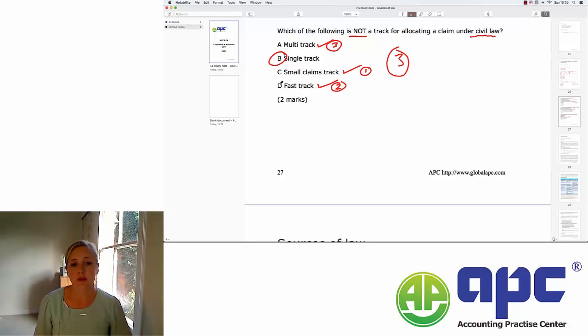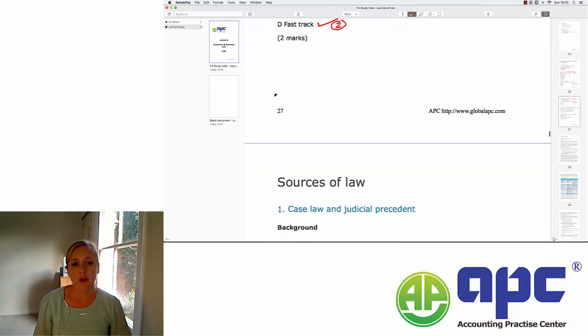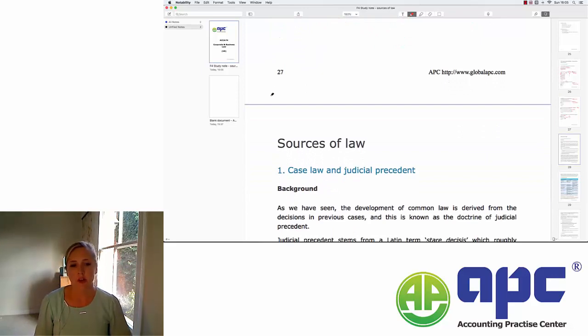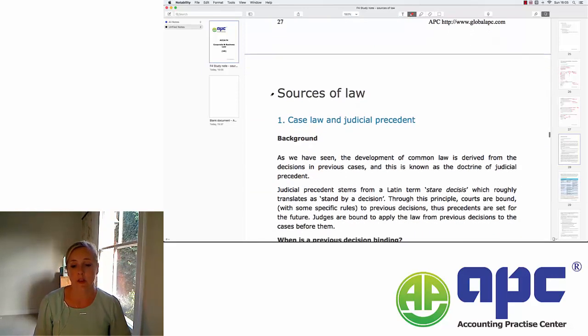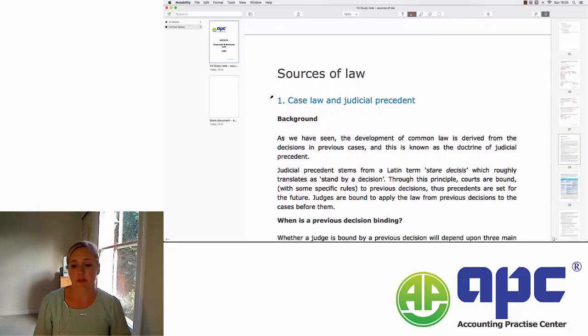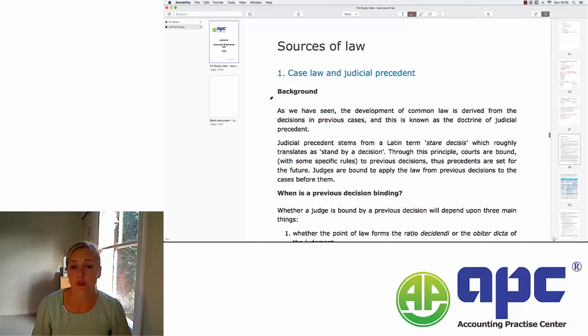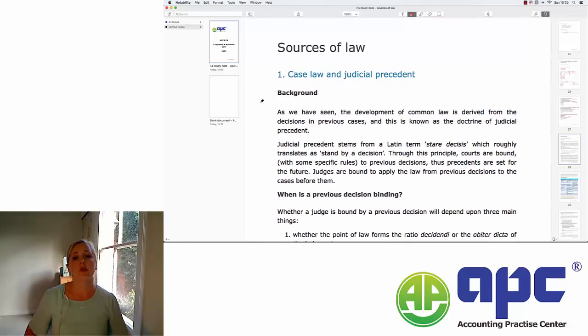Okay, I hope that recap was helpful. We're now going to move on to the second part of our first syllabus area, essential elements of the legal system. I'm going to look at sources of law. Now, we looked at sources of law a little bit last time. We talked a little bit about case law and the development of the common law and how that all came about as a historical way of setting law in the United Kingdom.